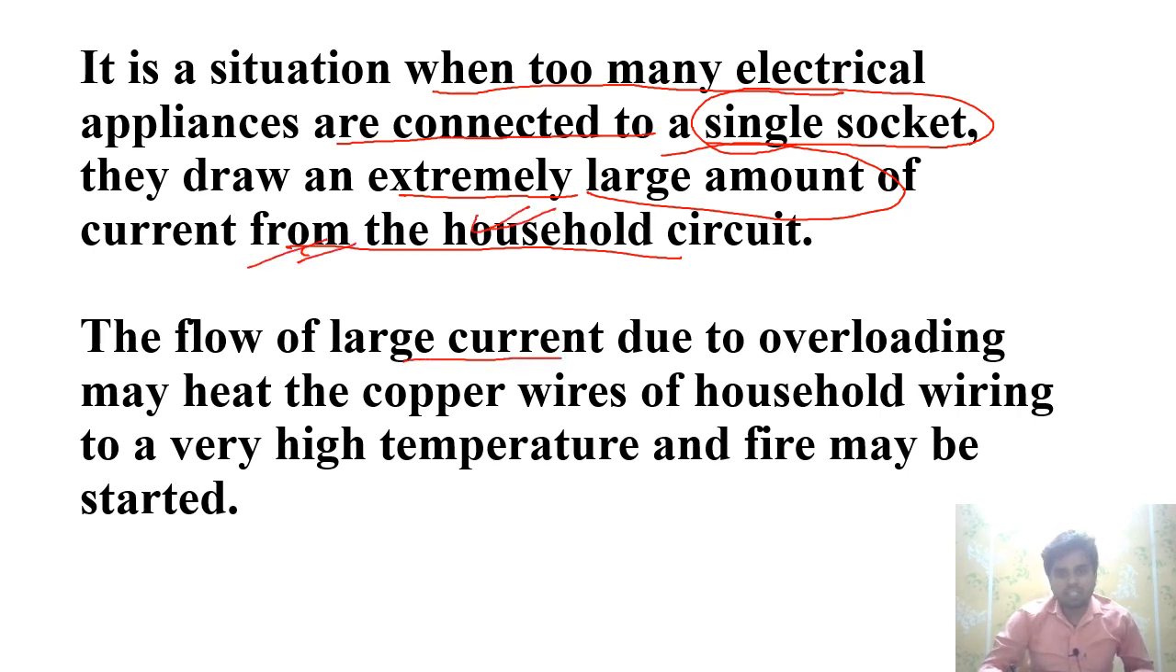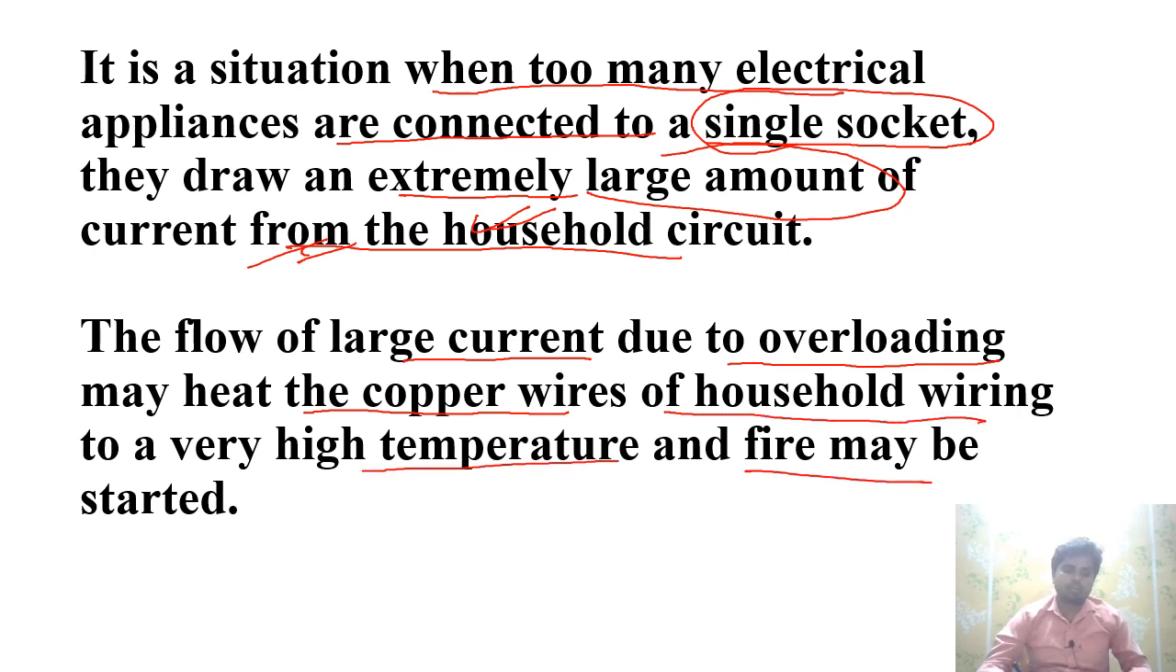The flow of large current due to overloading may heat the copper wires of household wiring to a very high temperature and a fire may start. So due to the high temperature, the fuse wire is blown off, and if it is not, then what will happen? Fire may take place.